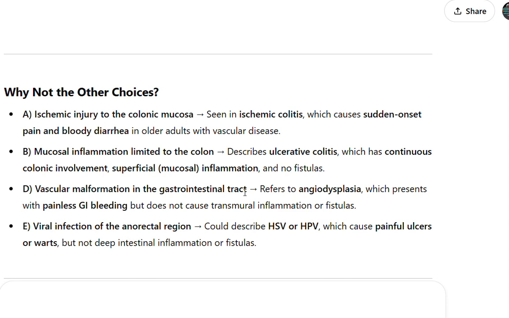cause transmural inflammation or fistulas. E. Viral infection of the anorectal region could describe HSV or HPV, which cause painful ulcers or warts, but not deep intestinal inflammation or fistulas.